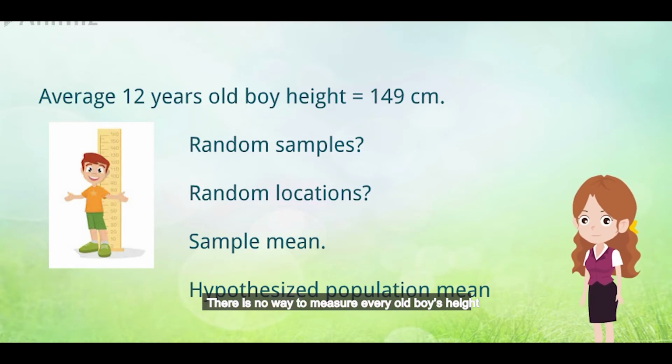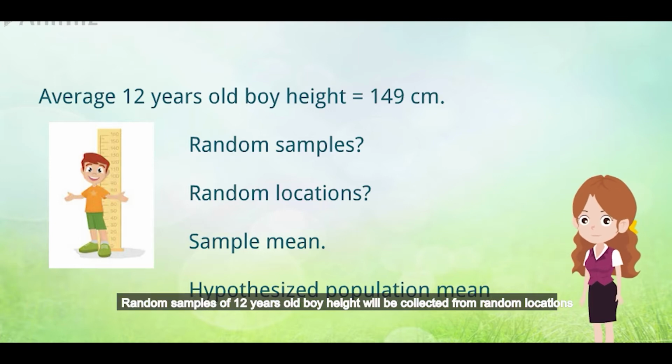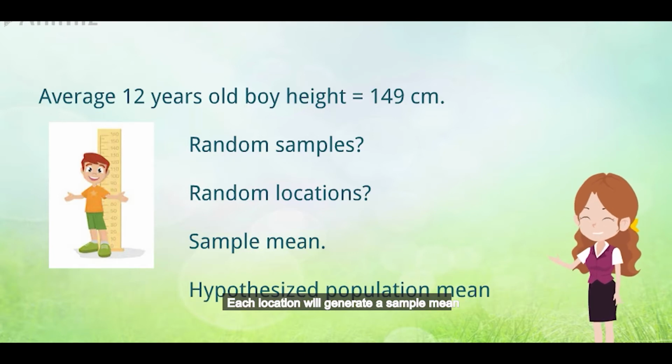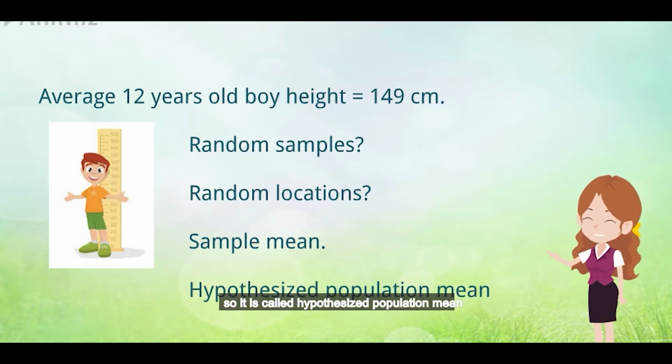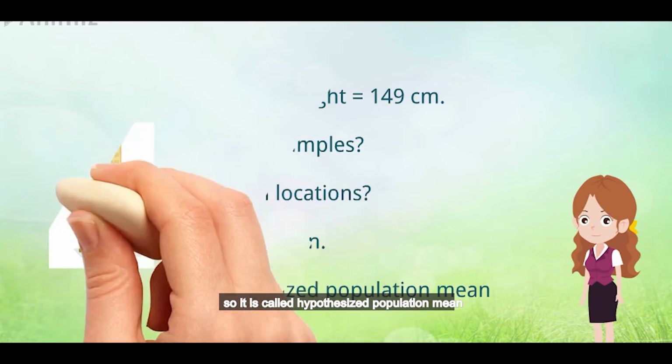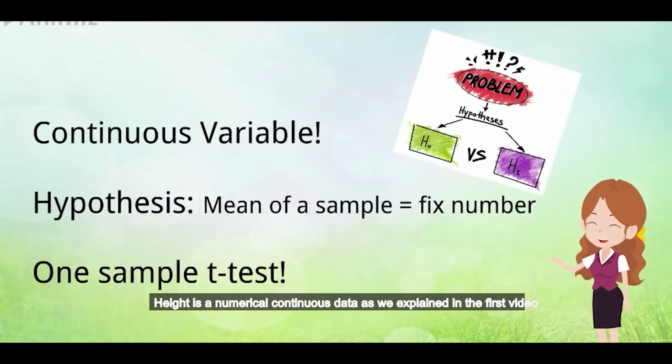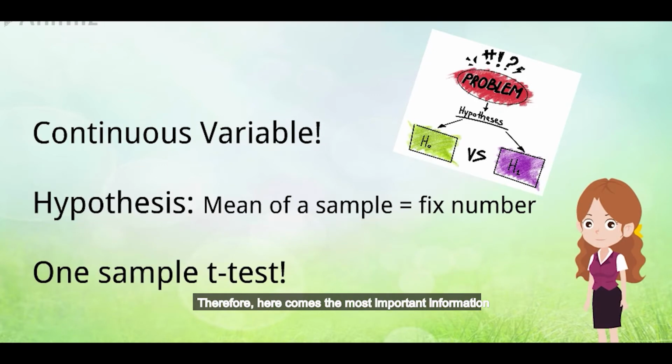There's no way to measure every boy's height. So this number may come from a survey. Random samples of 12-year-old boy height will be collected from random locations. Each location will generate a sample mean. The average of the sample means will be very close to population mean, so it is called hypothesized population mean. Height is a numerical continuous data, as we explained in the first video.